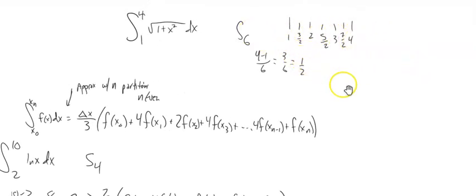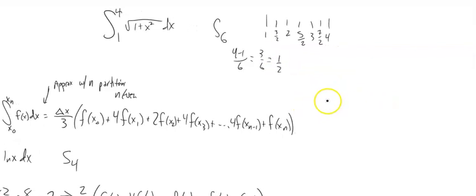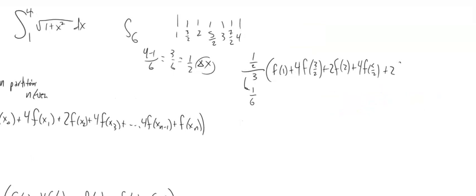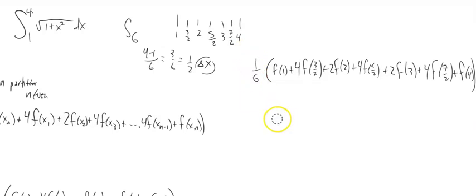And if you're going to use decimals instead of fractions, that is totally your prerogative as well. So my change in x is 1/2. So I know it's change in x over 3. 1/2 over 3, that's just 1/6. Times, and then plug each of these into the function. f of 1 plus 4 f of the next one, plus 2 of that one, because it's repeated, plus 4 of the next one, plus 2 of the next one, plus 4 of the next one. It just cycles back and forth between 2, 4, 2, 4, plus the last one. And then it exits off of 4 to just a single one of the last one. So again, this is my change in x over 3, which is just the same as 1/6.